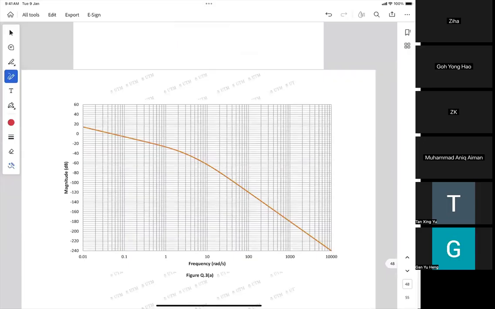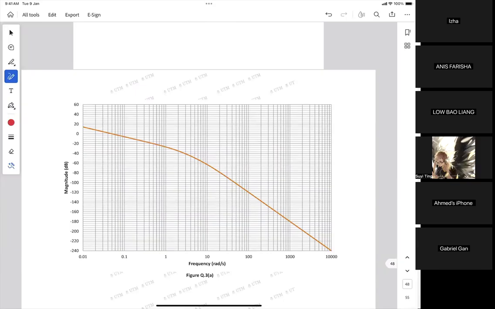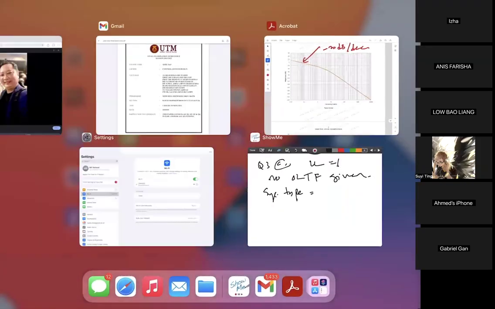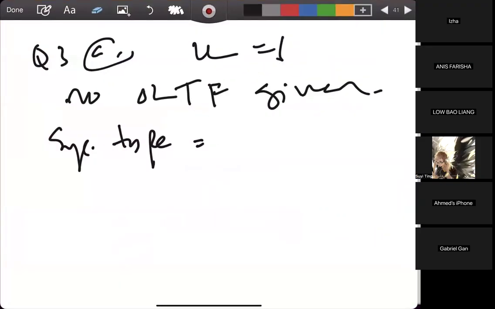Tan Xing Yu. Yes, doctor. By looking at the magnitude plot, what is the system type? First order. Oh my God. I'm asking you system type, not system order. Oh, type one, type one. System type 1.